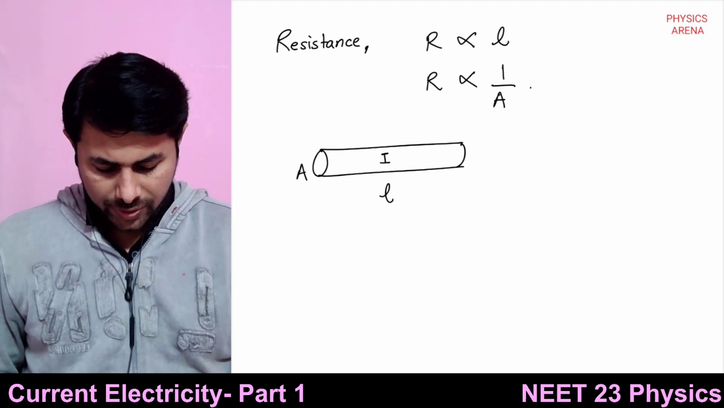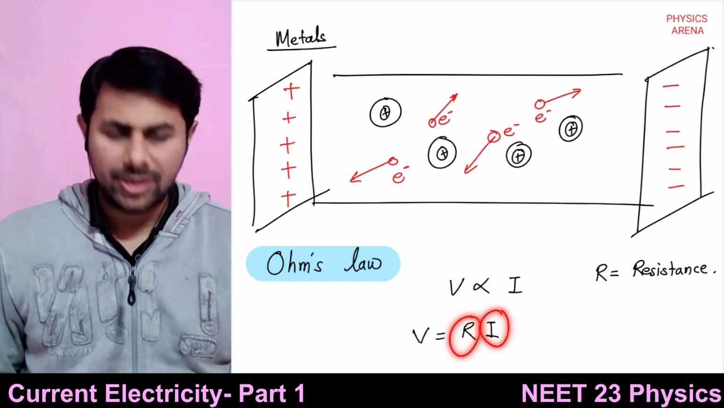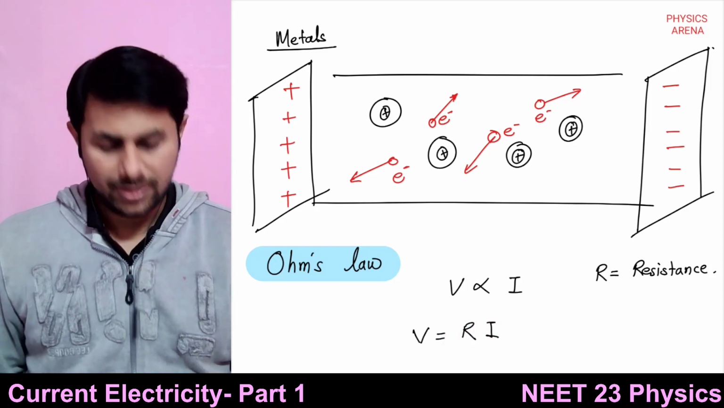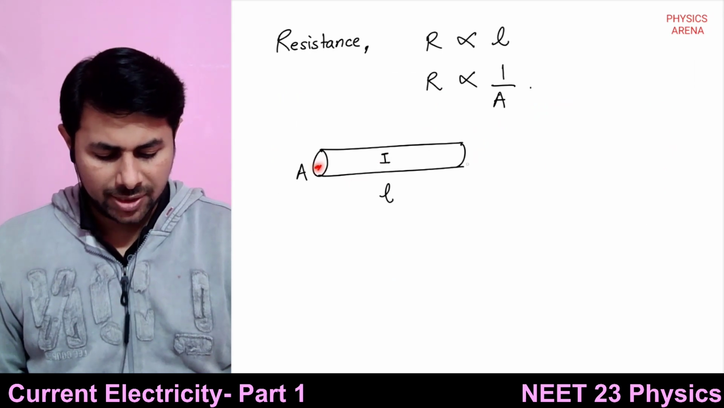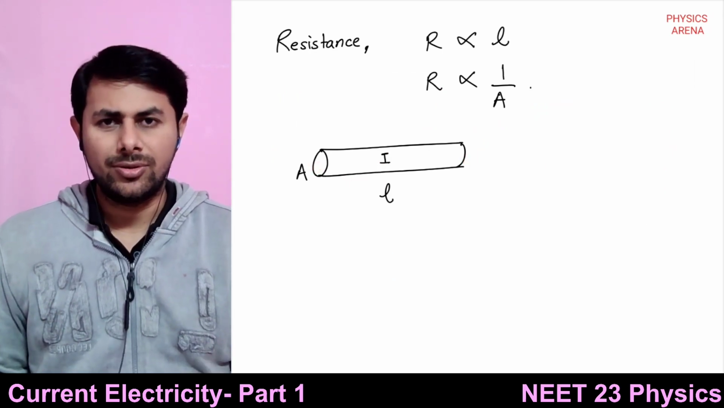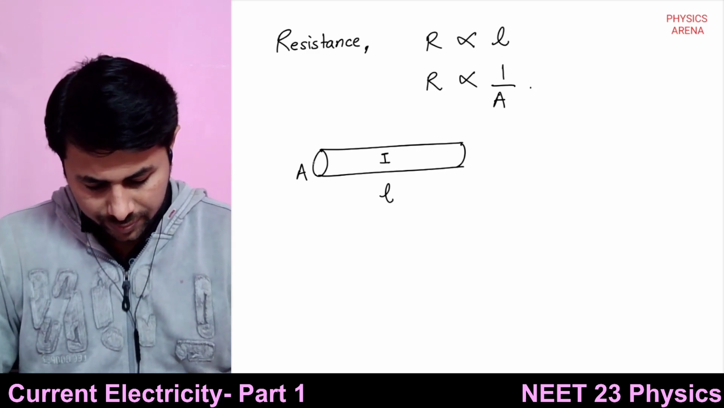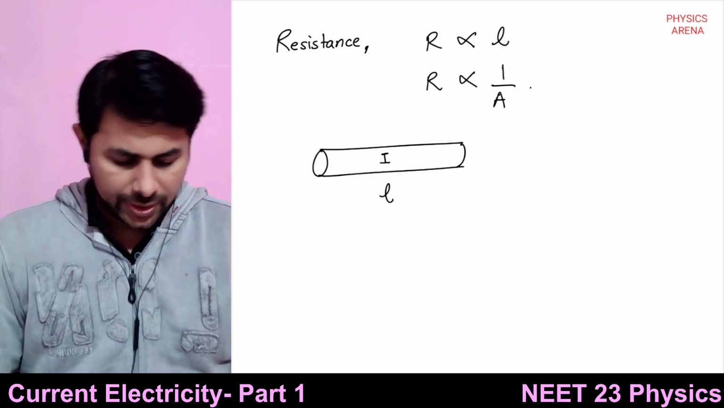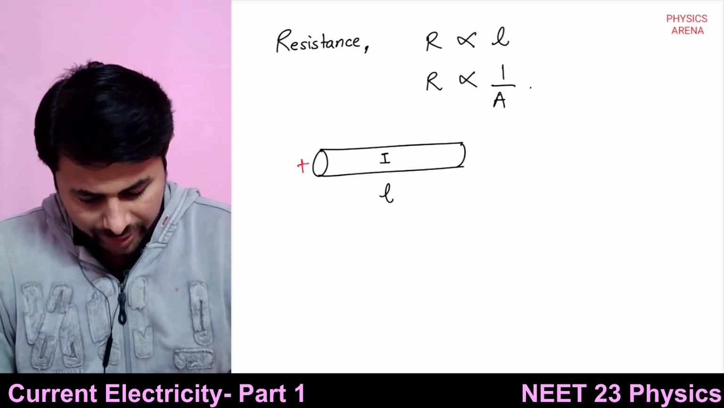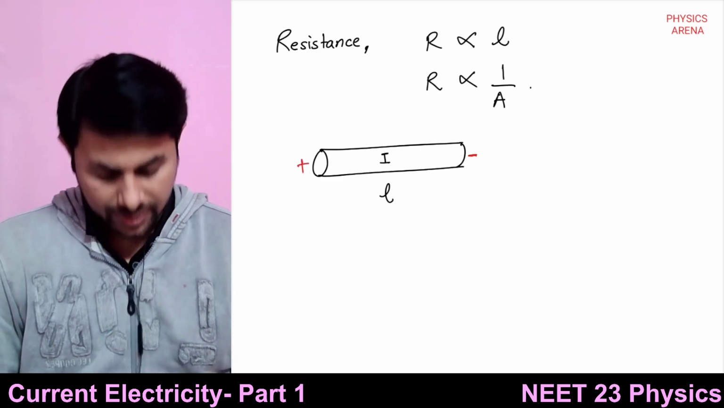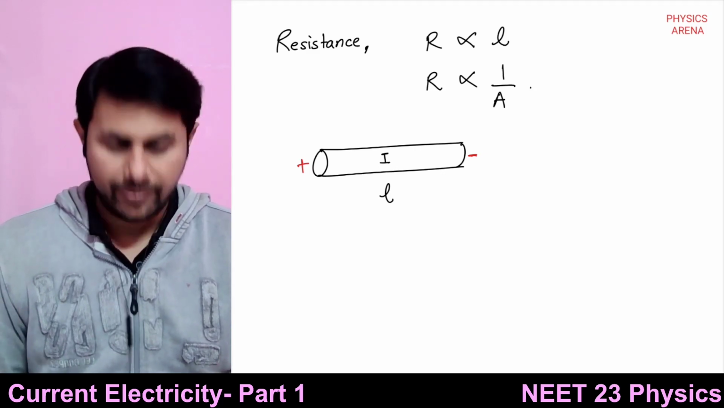Okay. So now Ohm's law tells us that V is equal to R multiplied by I. Right. Ohm's law tells us the potential difference across the ends of this conductor is directly proportional to I. So there is some current flowing through this conductor, and when we apply some potential difference, here in this case the potential difference is suppose V.